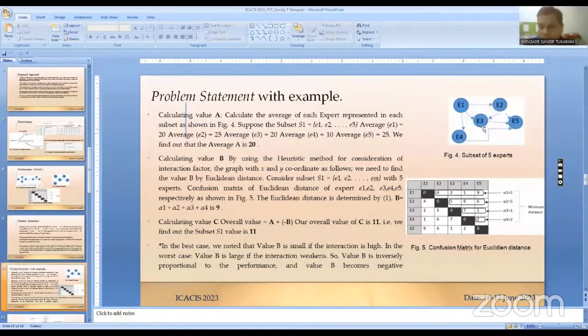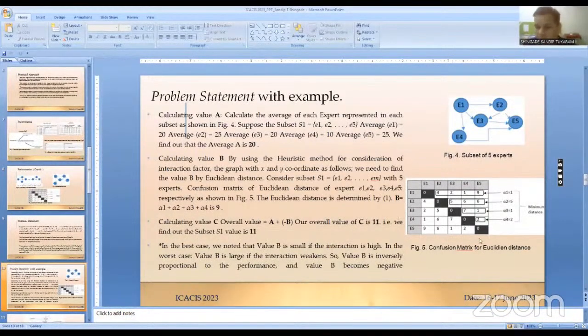How will the problem work? If you see figure 5, there are 5 experts, and you have to find their average. Their average is 20, the yearly performance. Then you have to find their equivalent distance from figure 5, E1 with E4, and similarly we have to discuss the last three. We get their minimum equivalent distance: E1 with E4 is 1, E2 with E3 is 5. So we have to find the minimum distance alpha 1 to alpha 4, which is 9, and then we get the overall performance A plus B, that is, minus B.